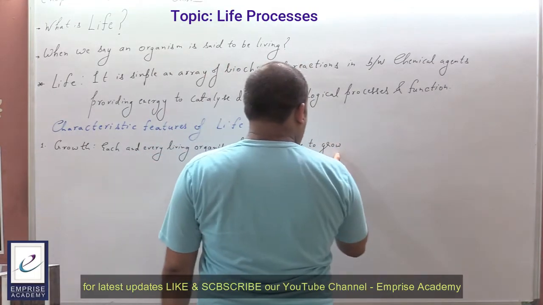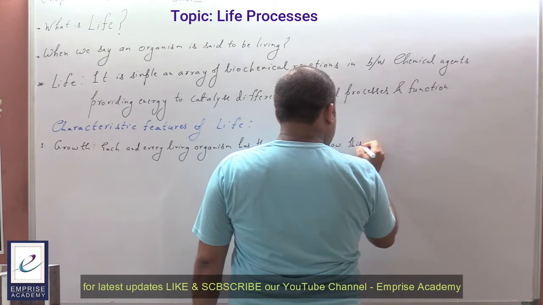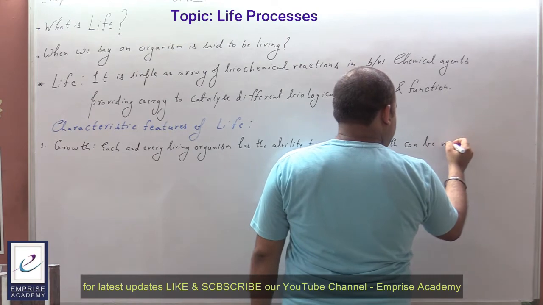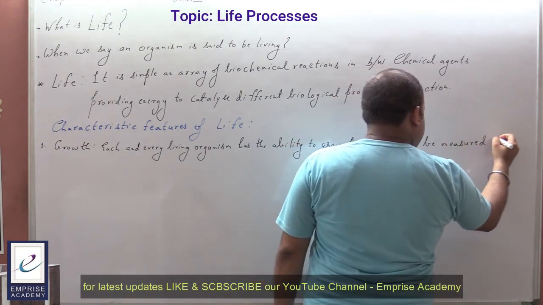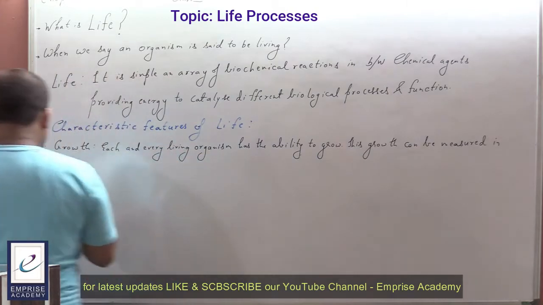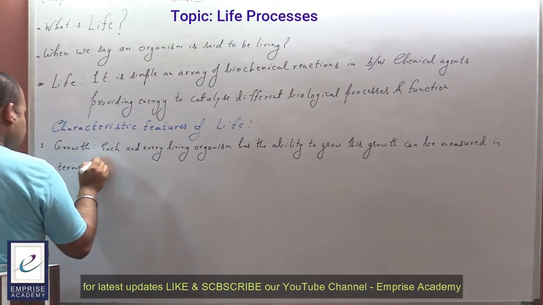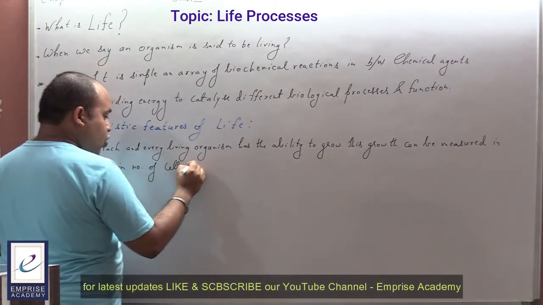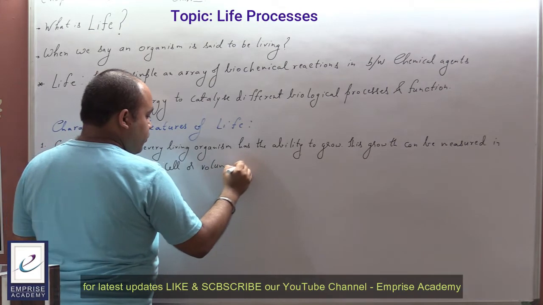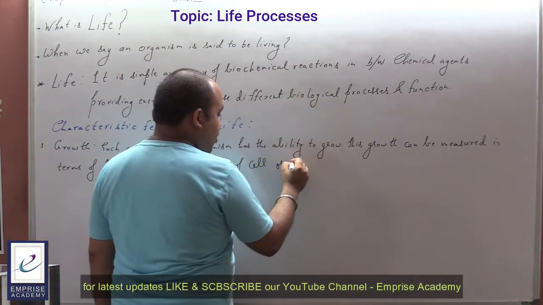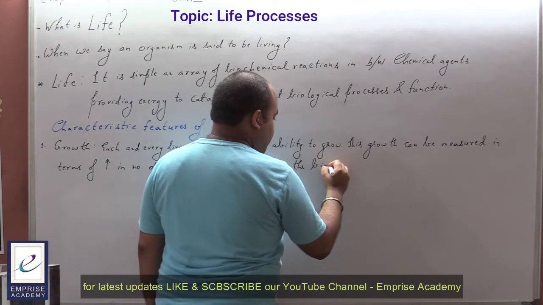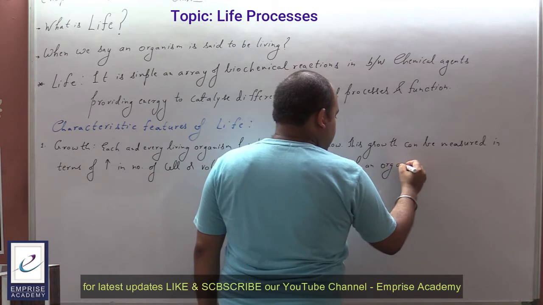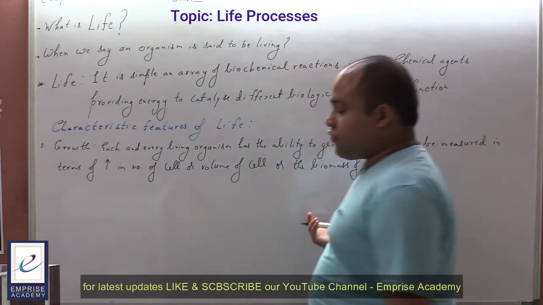Has the ability to grow. Growth can be measured in terms of increase in number of cells, or volume of cell, or the biomass of an organism. So growth is going to take place within the biomass of an organism.